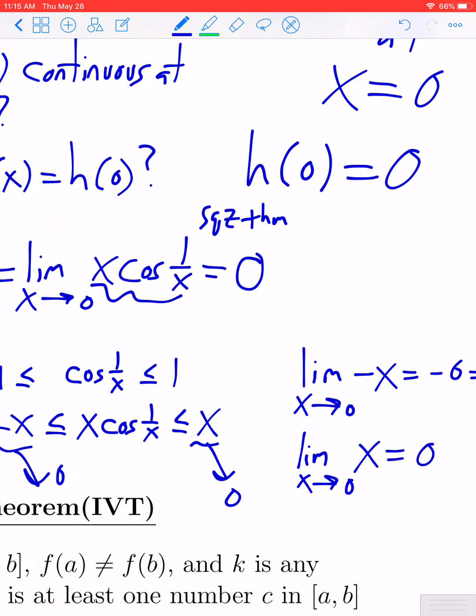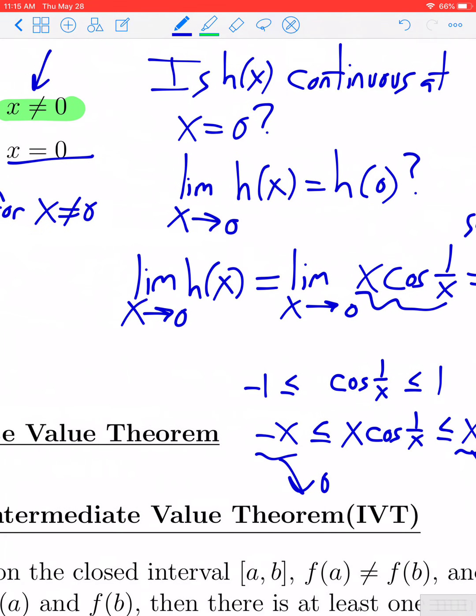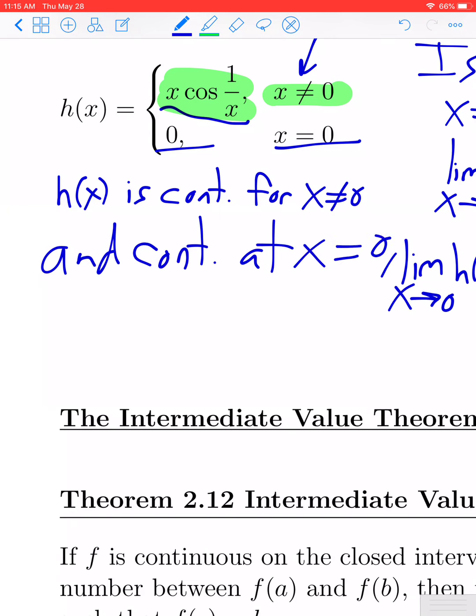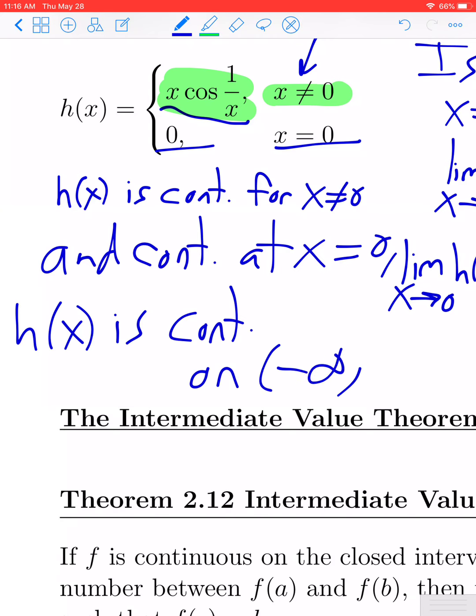So what have we just shown? We showed that the limit as x approaches 0 of h of x equals 0. We showed that h of 0 is also equal to 0. And so h will be continuous at x equals 0. So h is continuous for all x different from 0, and it's also continuous at x equals 0. And that's everything. So h is continuous for all real numbers, from negative infinity to positive infinity.